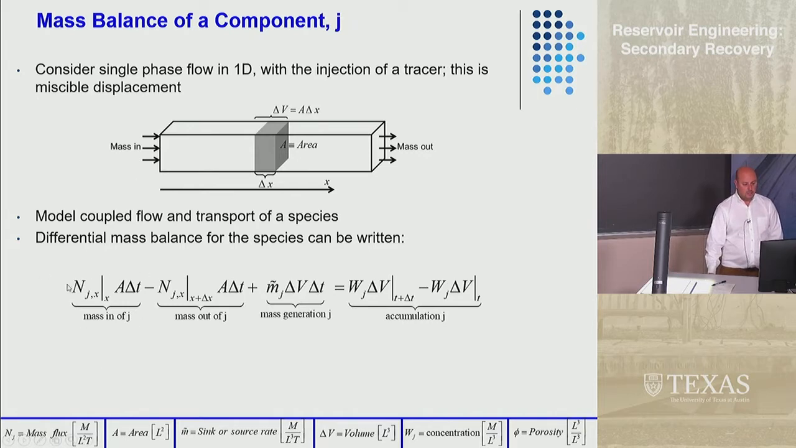mass N of J. So remember, N is a flux. It's a mass per unit area per time. So we multiply by area and time. This is what goes in, and this is the J, the component that goes out.